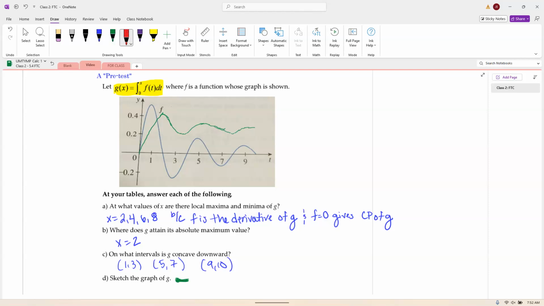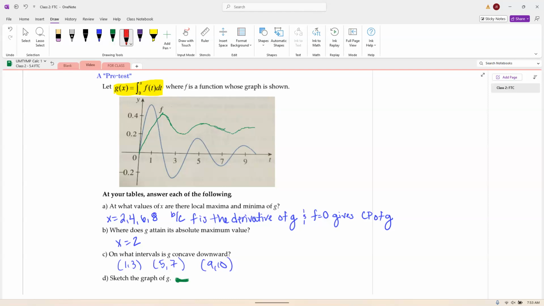Specifically, if we're looking for maxima and minima, the maxima are going to be where it changes from positive to negative, and that would happen at 2 and at 6. And then the minima would be where it changes from negative to positive, so at 4 and 8. Okay, but it just asks for all of them. So there we go.